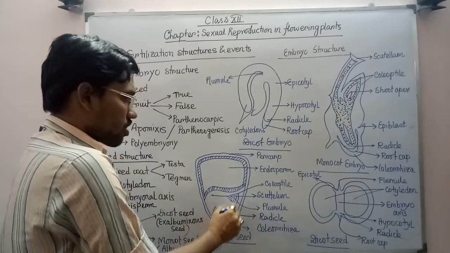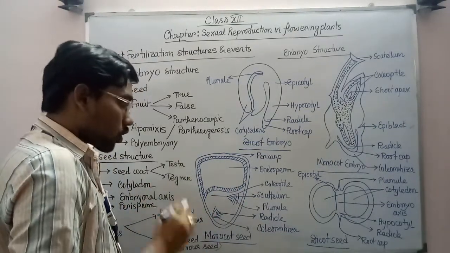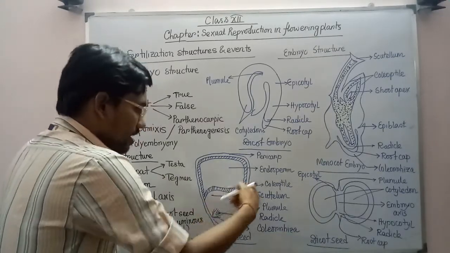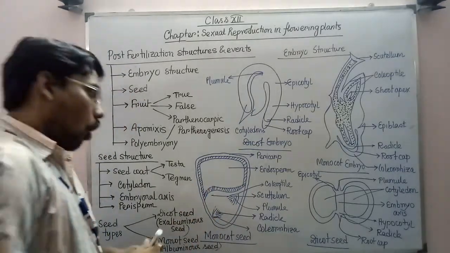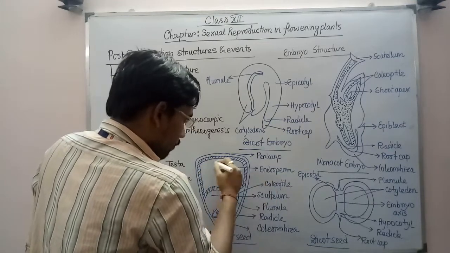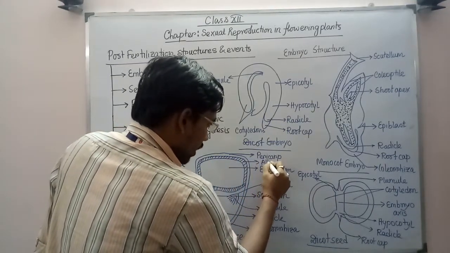This is the shield-like structure found in the monocot seed, and it is always protecting the embryo. This is the embryonic portion, present inside, and it is protected by this scutellum, a shield-like structure. Keep in mind this specific layer which I have just shown; it is commonly known as the albuminous layer.